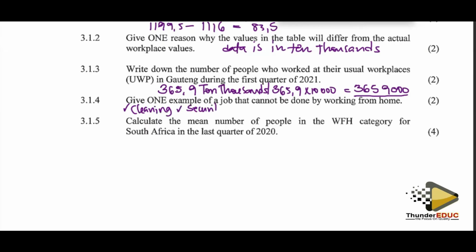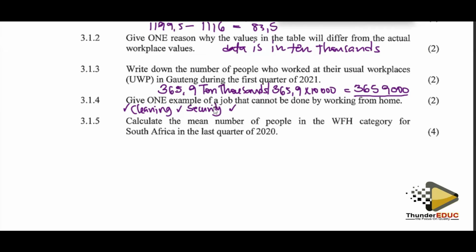Security guards, those guys who open the gates to verify which guy is entering or which guy is leaving the premises, you can't do that at home. There are different kinds of jobs that you can't do at home, but this cleaning part, you can't clean the offices from home. No, you can't do that.